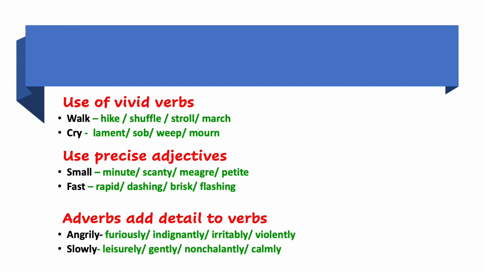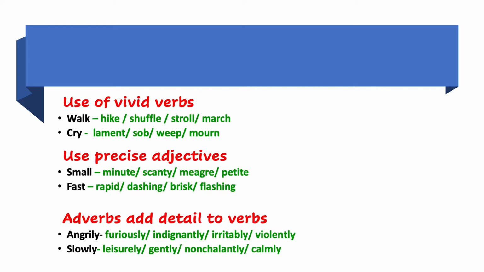If you need to express somebody's crying, you need to choose the accurate verb to show how she or he cries, whether it's lament, sob, weep, or moan. In the same way, for the general adjective small, we need to specify if it's minute, scanty, meager, or petite, according to its amount. Adverbs add detail to verbs by telling how something happened, not just what happened.